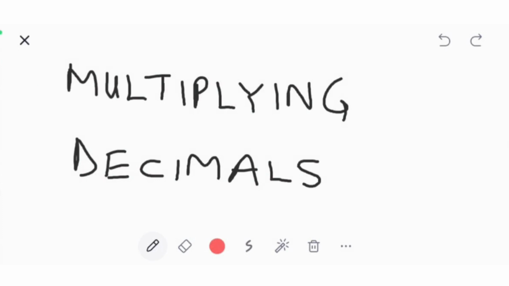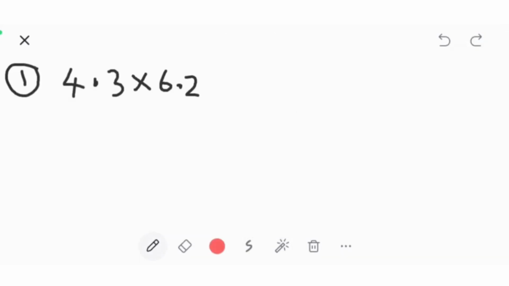Today we are going to learn how to multiply decimal numbers. Let's look at the first question. If you were told to multiply 4.3 by 6.2, how do you do this?